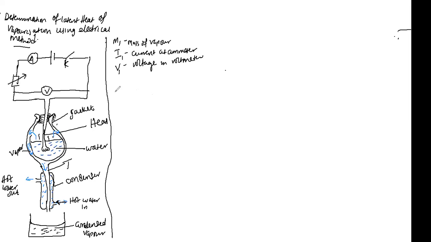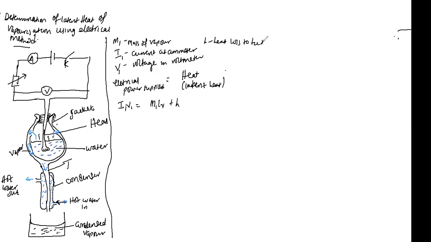Then the electrical power supplied is equal to the amount of heat energy, because the heat energy supplied by the heater is all converted into heat, which heats the liquid and makes the water convert to vapor. So it is equal to the heat, which heat is latent heat. There's some heat loss to the surrounding. So we shall have I1 V1 is equal to M1 LV plus h, where small h is heat loss to the surrounding.